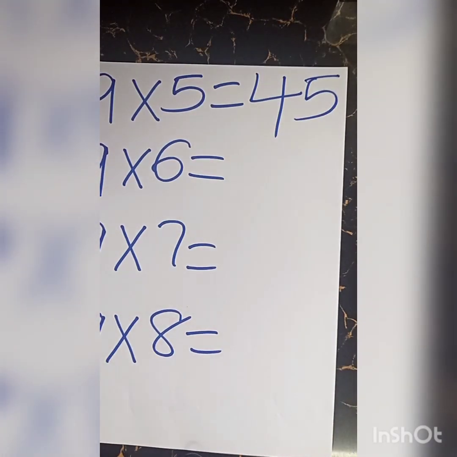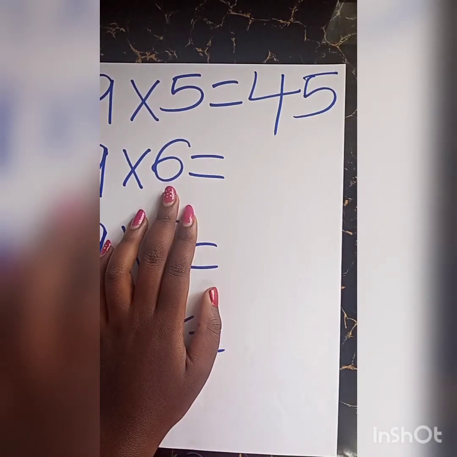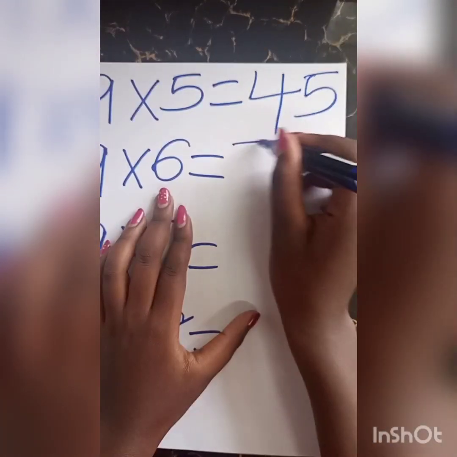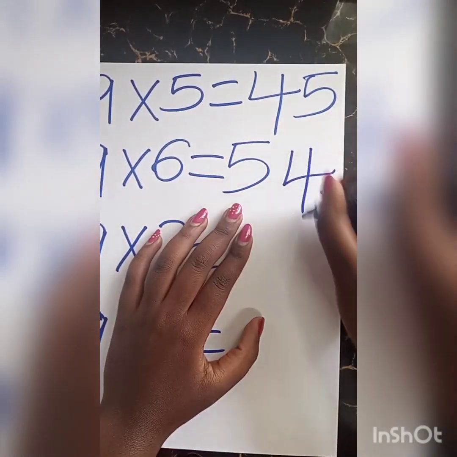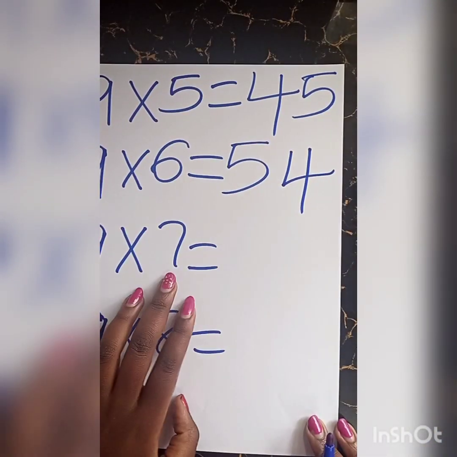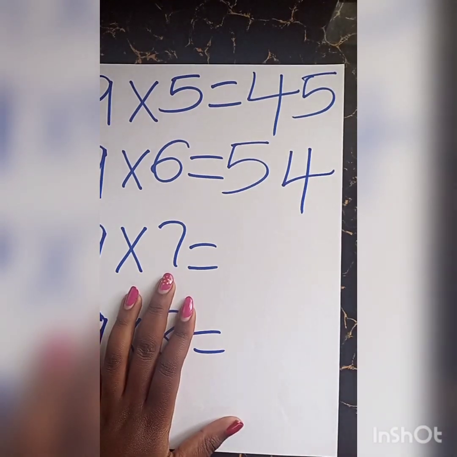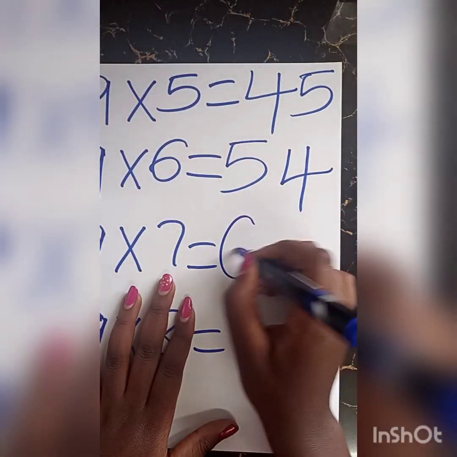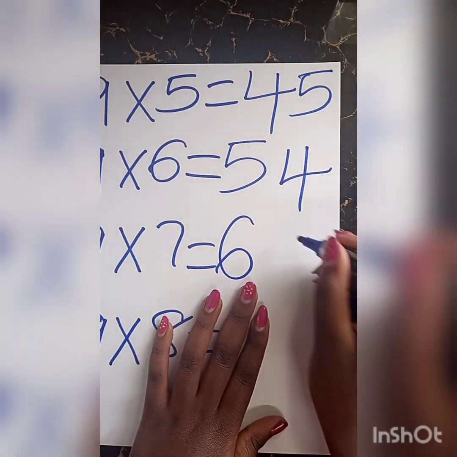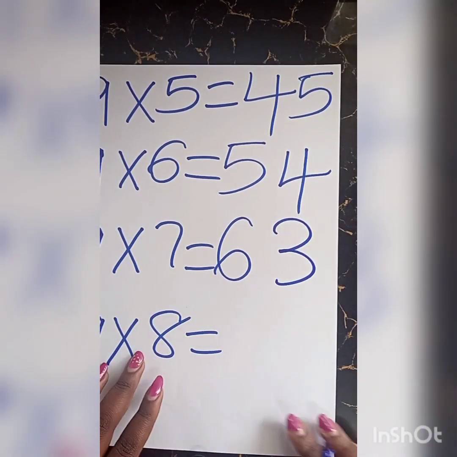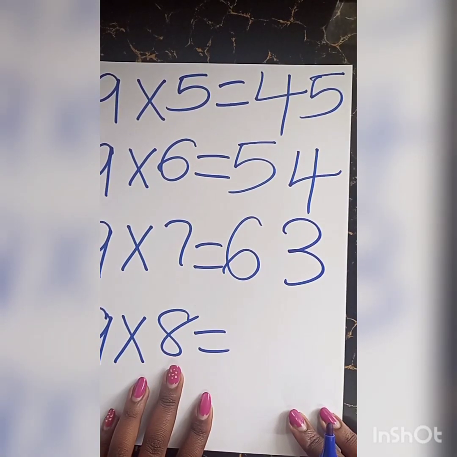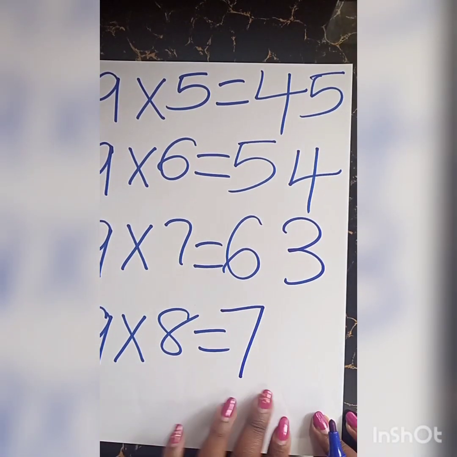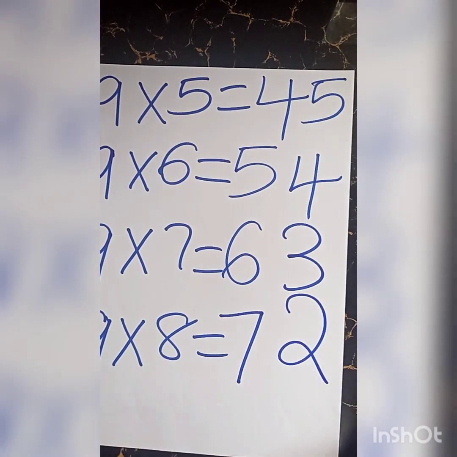So what is 9 times 6? What's the number that comes before 6 in the number line? The number that comes before 6 is 5. So we'll write 5 here. 9 minus 5 is 4. Are we together? What's the number that comes before 7 in the number line? 6. So we'll write 6 here. 9 minus 6 is 3. So 9 times 7 is 63, okay? What's the number that comes before 8 in the number line? 7. 9 minus 7 is 2. Are we getting it?